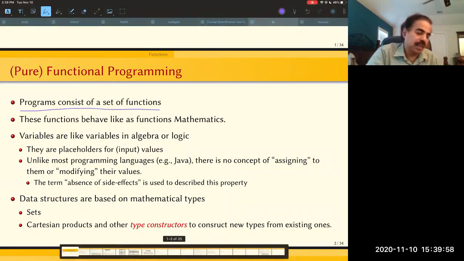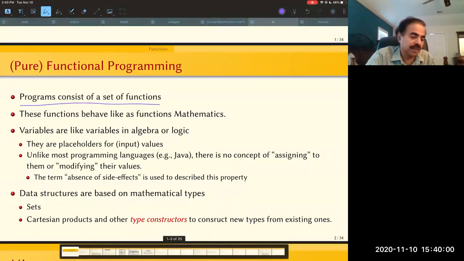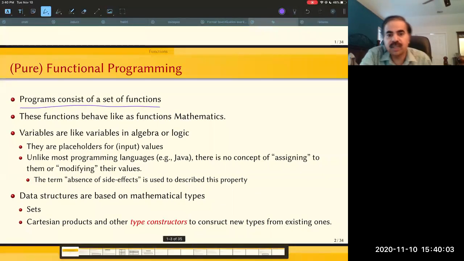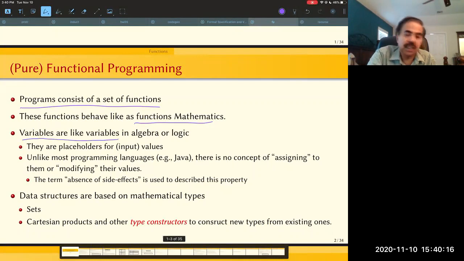So programs in this language are going to consist of a set of functions, much the same way that we have defined and used functions in a math class, right? So functions are the functions that we know from math. And if you have done some programming, many of you may have done some programming with Java, and of course you're familiar with the notion of variables in there. So variables in functional languages are not quite like that, right?